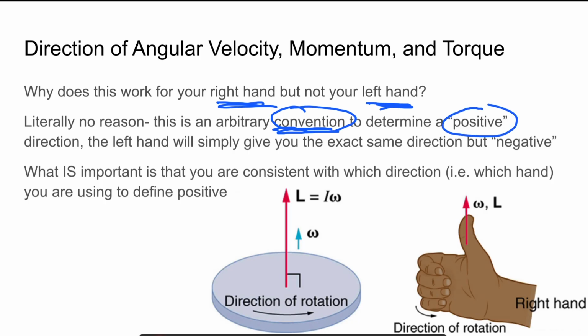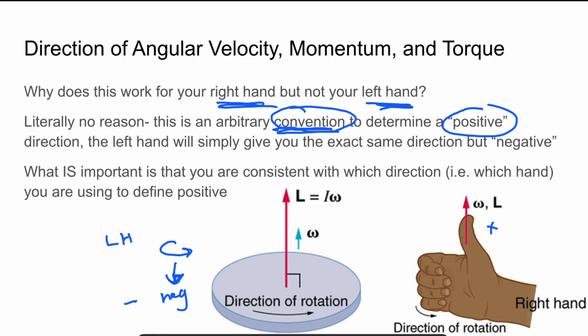However, if you wanted to use your left hand to curl your fingers, you would curl them in the opposite direction, and then your thumb would point down, and that would be your negative direction for this example. And I drew this wrong. You'd curl your fingers in that direction, and then your thumb would be pointed down, and that would give you your negative direction. So your right hand gives you your positive, and your left hand gives you your negative.